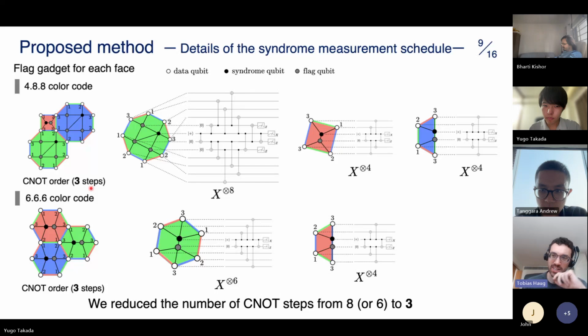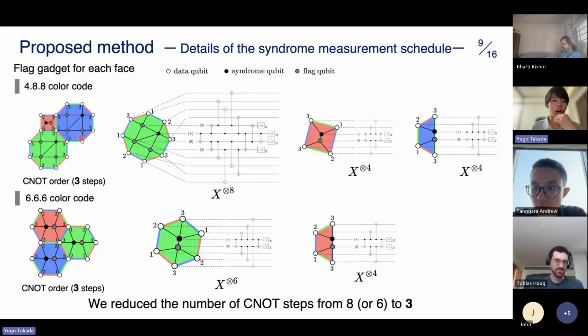Someone already came up with this flag gadget beforehand? Yeah. So this 4-qubit flag gadget was come up with by someone previously. I see.